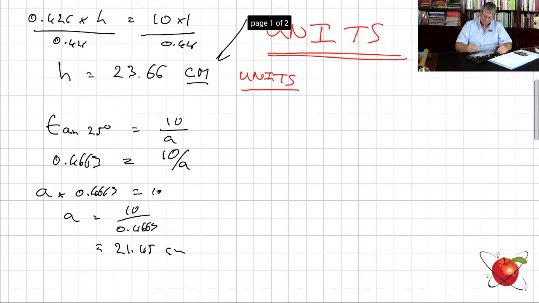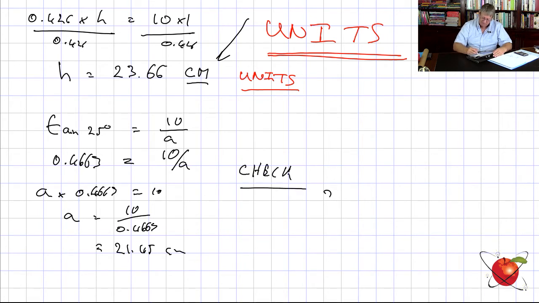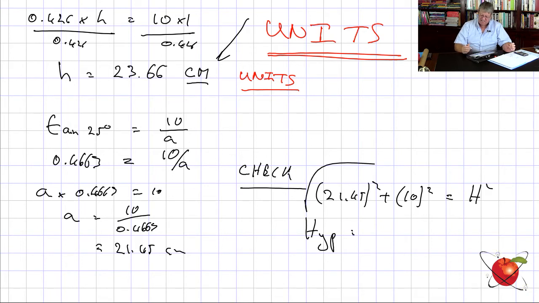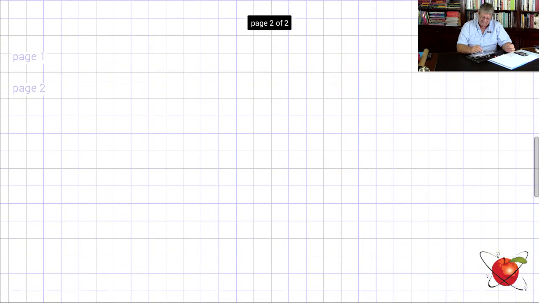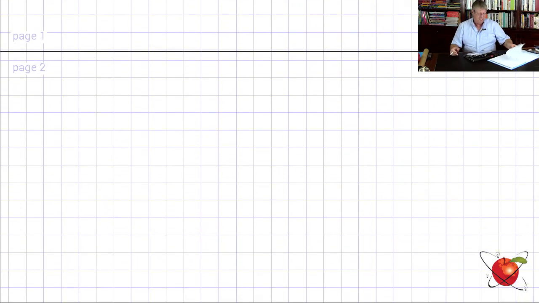Now, hang on. You can check it. How? Well, what is 21.45 squared plus 10 squared? And then that is equal to h squared, isn't it? So what is hypotenuse then? It is the square root of that. And if you work it out, you get 23.66 centimeters. Tick, tick. Correct. Once you get the hang of them, these are actually real fun because they go by so quickly. And they give us problems to solve.